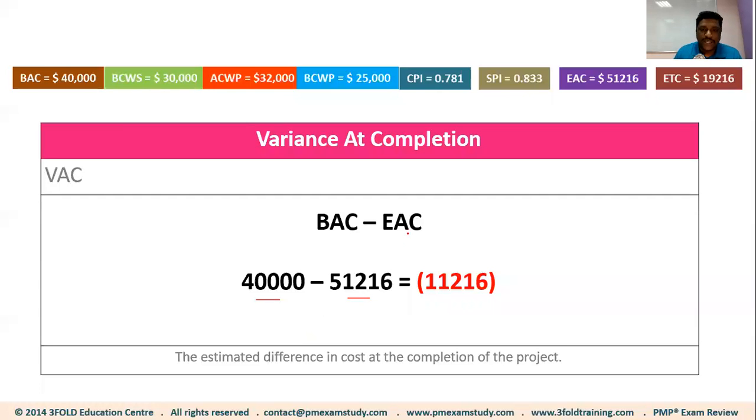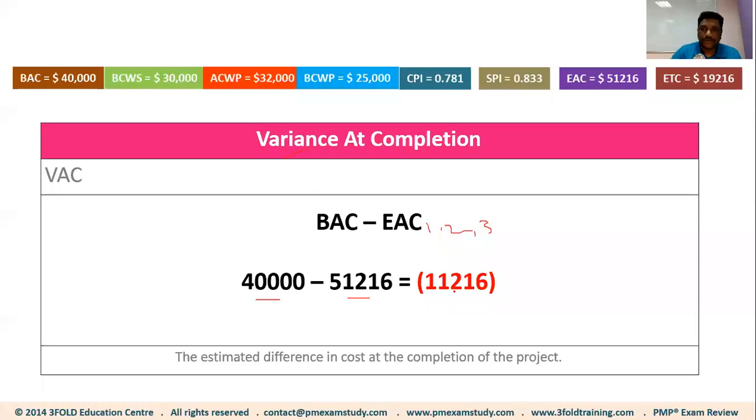Using EAC 1. You can also use EAC 2, EAC 3. But normally you don't use all of them in your project. You decide which assumption is a valid assumption and you stick to that EAC. So this is called VAC. And again, remember, whenever we talk about variance, when the performance is poor, the answer should come negative. We already know the performance is poor, right? So it's going to be 40,000 minus 51,216, and we get minus 11,216.